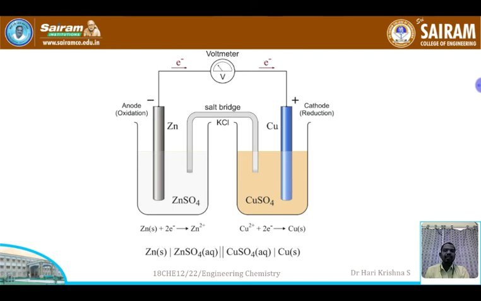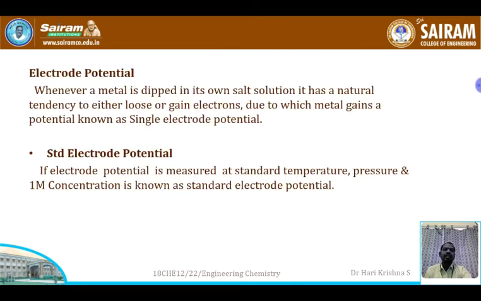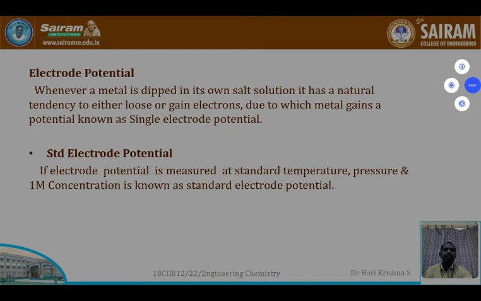Charge of anode in galvanic cell is negative. Charge of cathode in galvanic cell is positive. Okay, so the overall reactions can be written. Next, using this, we are going to determine electrode potential. So what do you mean by electrode potential?